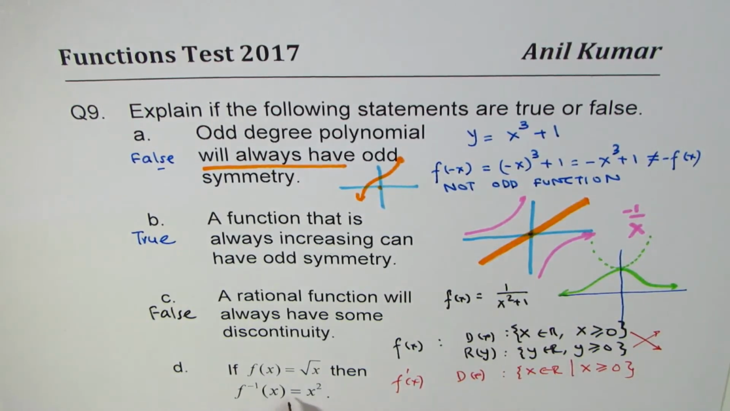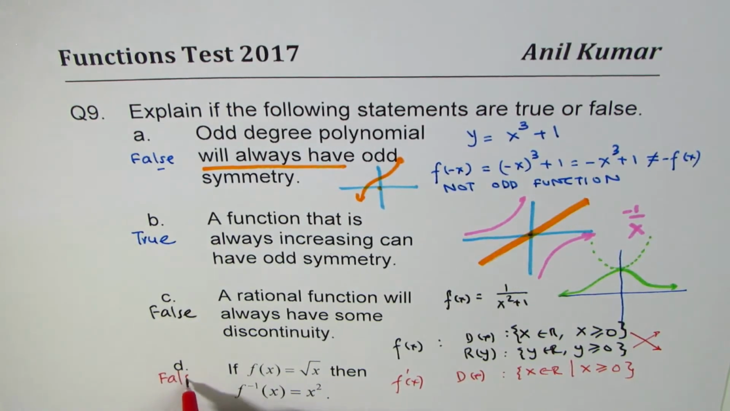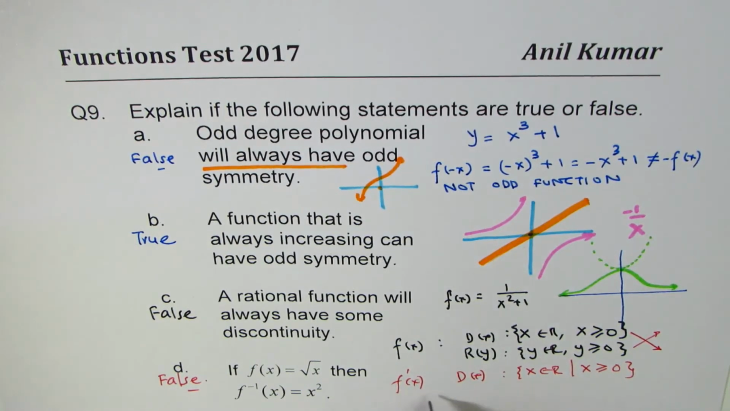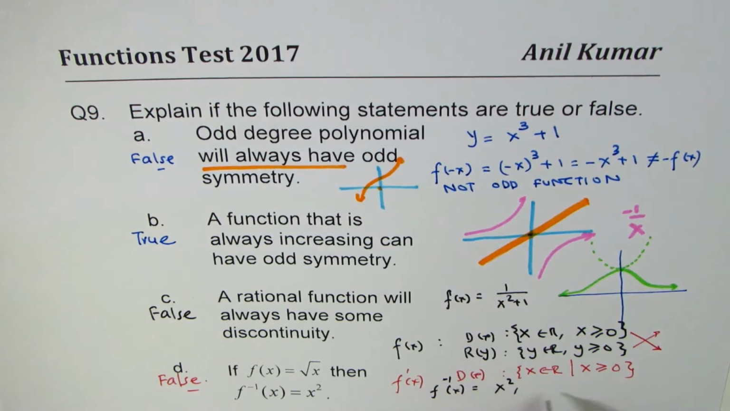If I take the inverse as f of x equals x squared, the domain has no restrictions. Do you see that? Domain is all real numbers. Therefore, this is not the inverse of square root of x. So this statement is also false. So the true statement will be that f inverse of x is x squared where x is greater than or equal to 0. Now that makes a huge difference. So we're talking about only one arm of the parabola.